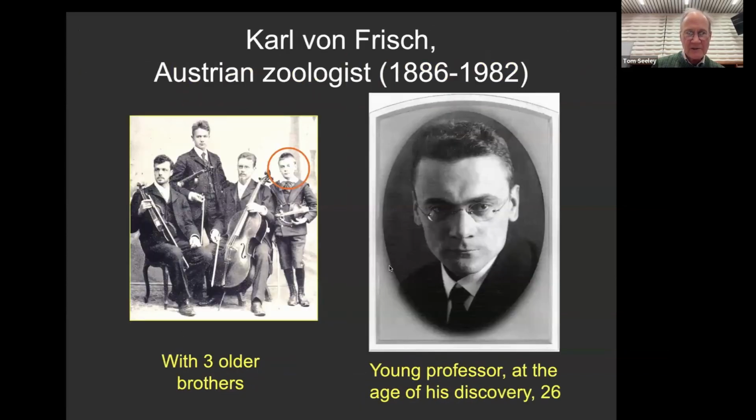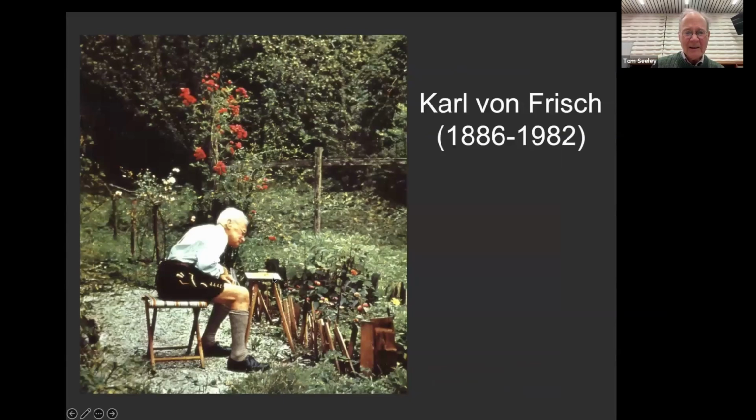And here's just a couple of pictures, a little deeper introduction to the gentleman. He was an Austrian zoologist, born in 1886, died in 1982. He was the youngest of four brothers. Here he is, little Karlchen. And here he was as a young professor at the age at which he deciphered the waggle dance, age 26 years old. And here he is as an elderly gentleman. He was Austrian, so he's got some nice lederhosen trousers here, and he's tending a little dish of food that is being visited by honeybees.